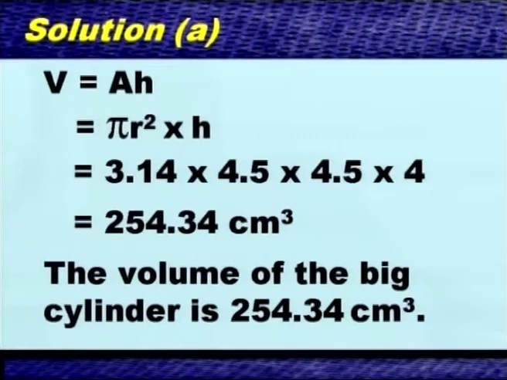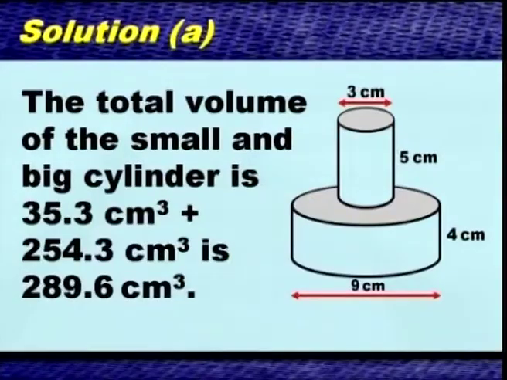So what is the total now? Quickly, class, you can do that quickly. What is the total volume of that compound solid? What are you going to do? You are going to add the volume of the small cylinder and the volume of the big cylinder. 254.3 plus 35.3. And what's our answer? 289.9.